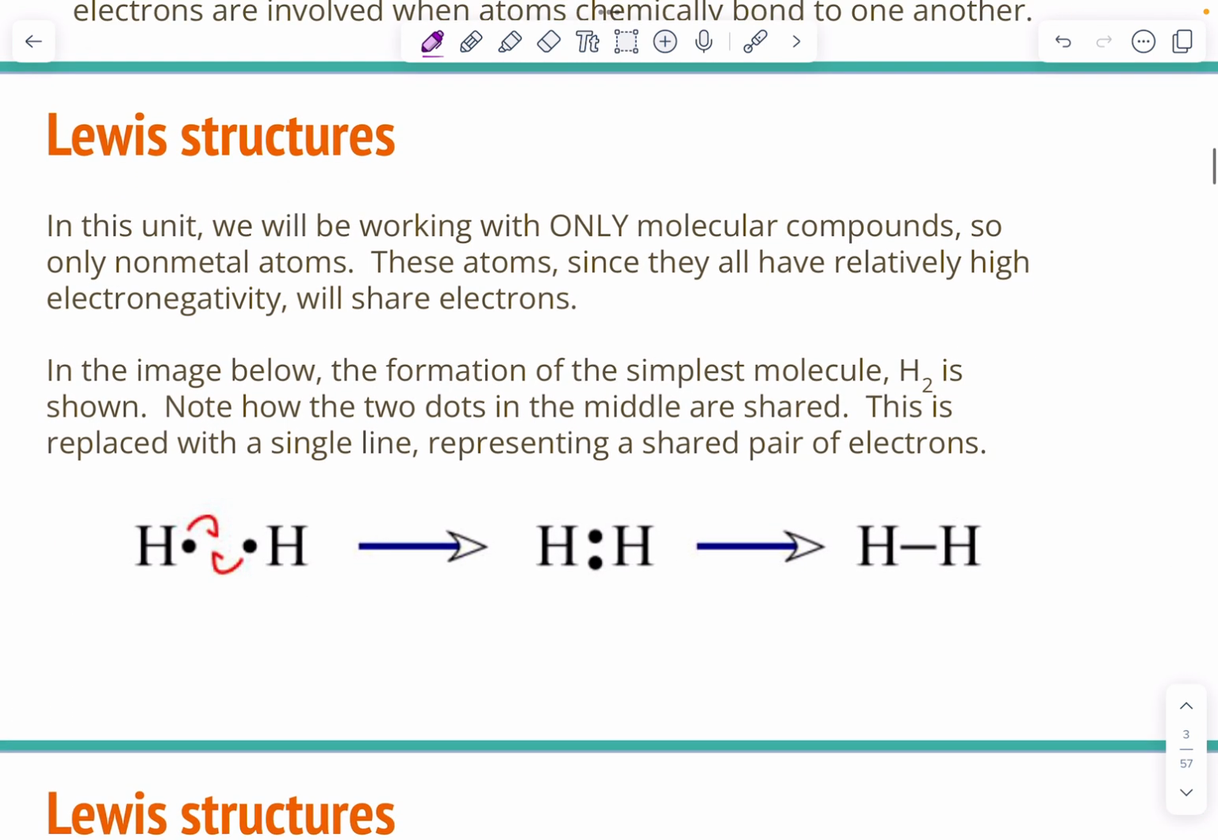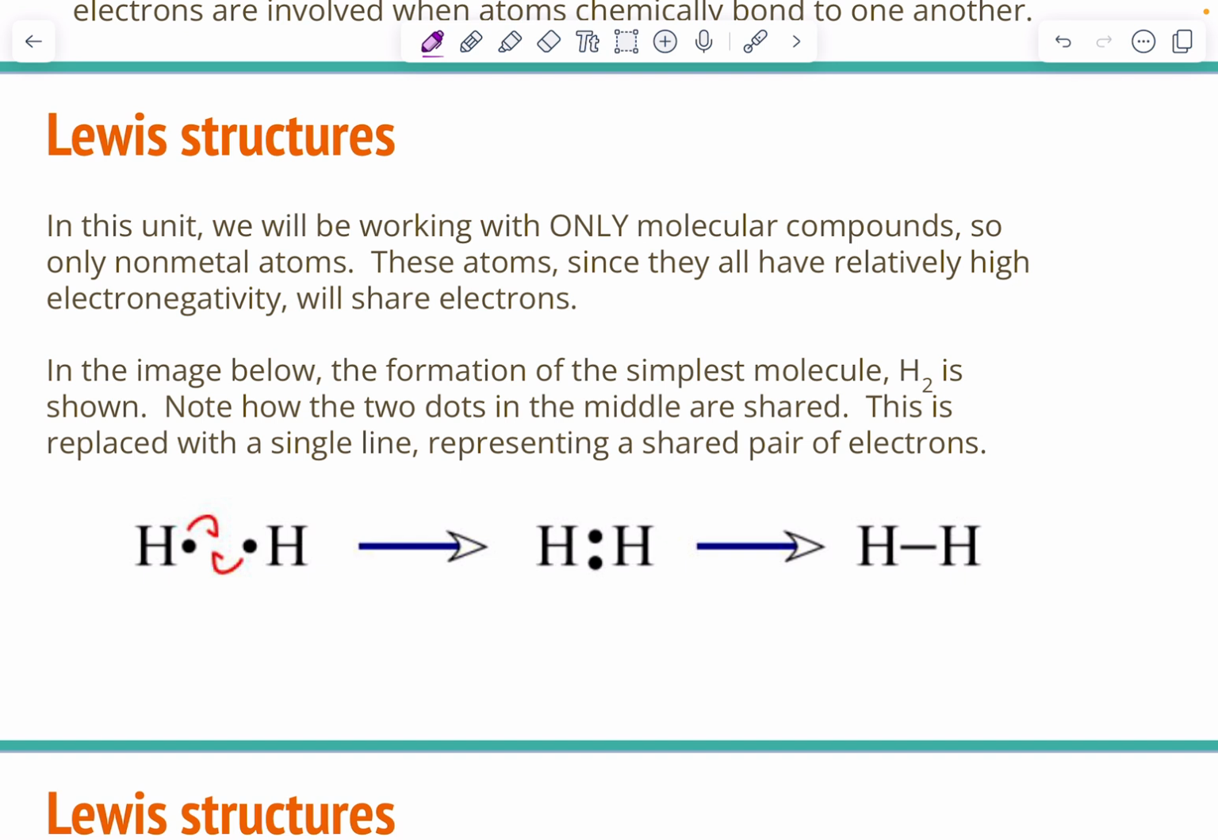So when we draw Lewis structures for molecular substances, remember that this is going to be at least 2 atoms bonded together, and only nonmetal atoms, because those are the atoms that have relatively high electronegativity, so that neither atom wants to give up their electrons.